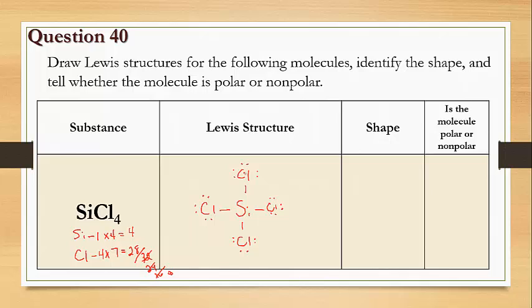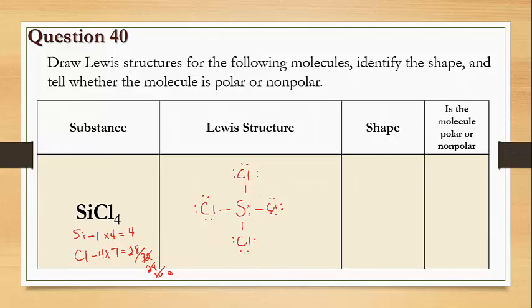Now the goal is for all of the terminals and even the central to reach that octet rule. So now count them up, 2, 4, 6, 8. 6 of their own, 2 that are shared for each one of these. So all of the chlorines are good. And the silicon has 2, 4, 6, 8 that it's sharing. So now this is a stable configuration.